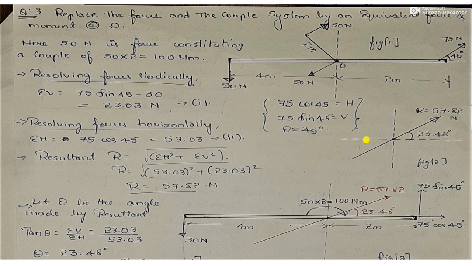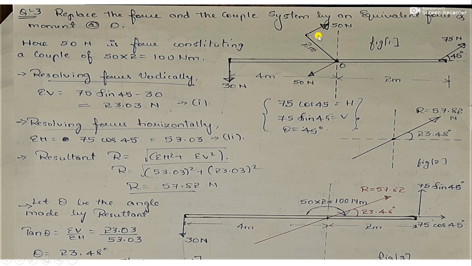Replace the force and the couple system by an equivalent force and moment at O. Okay, this will be the sketch given in the question. You need to first understand what this kind of force is. We have not seen an explanation of it. This is the lever arm, this is A, and this is F and F. So you might have understood by now, it is a couple.